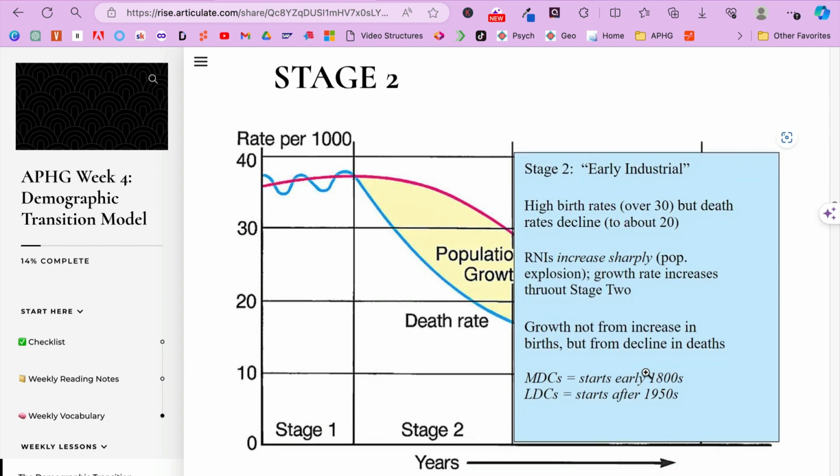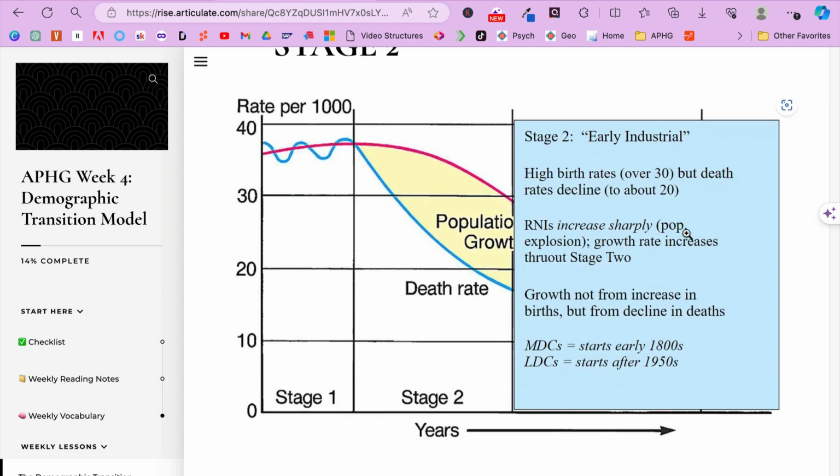But we do have countries in stage two, considered early industrial. Like I said, a lot of births still, but death rate declines.